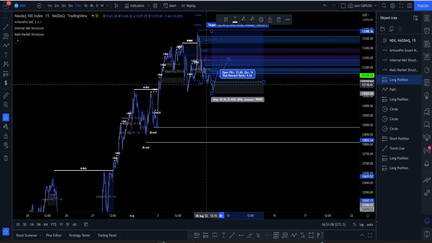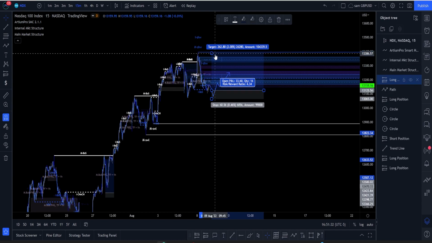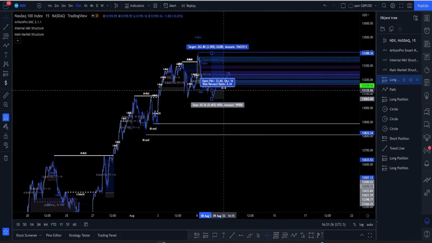If you can keep your RRs above a 4 and have good solid risk management and have patience for your entries, you're probably going to do pretty well with your trading. This is a relatively short trade in the smart money concepts field.